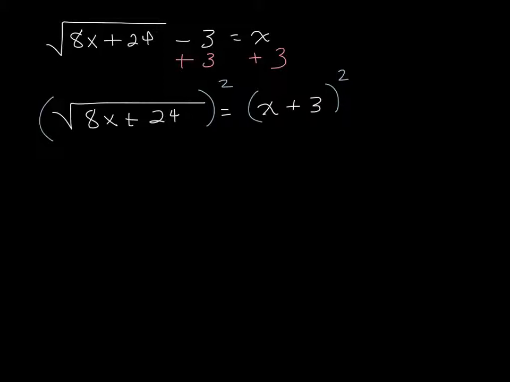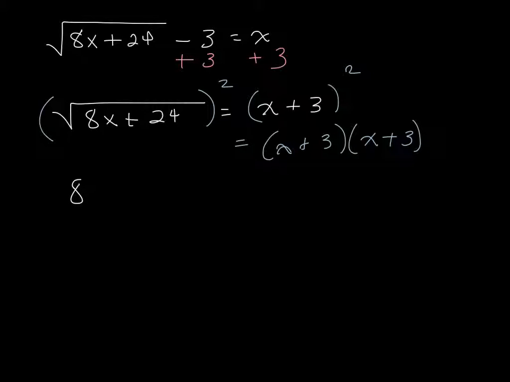Now, you cannot distribute the 2 here and here. You can't say x squared plus 9. That's not squaring the entire side. That's squaring by terms, and you're not going to do that. What this is saying is that you have an x plus 3 and an x plus 3. So you're going to need to FOIL that.